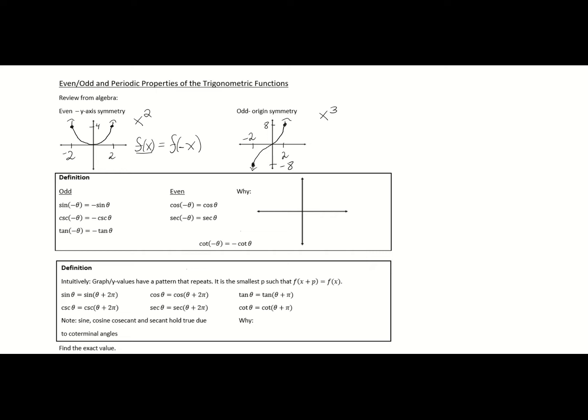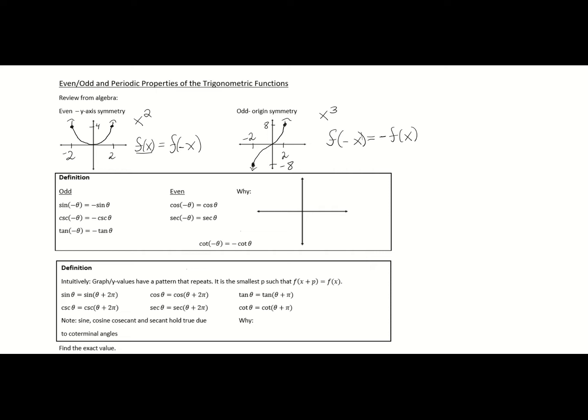So how do we write that mathematically? Well, what we say is that if you were to put in the negative of the x, it wouldn't give you back the same y. It would give you back the negative of the y. All right? So this is a review from algebra, and then we use that in our functions.